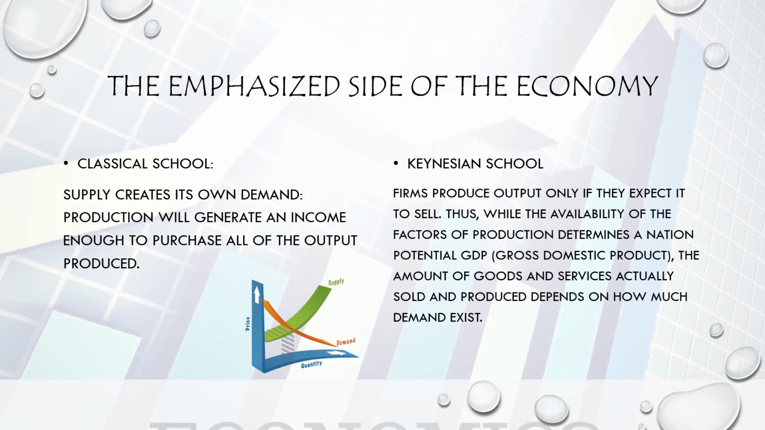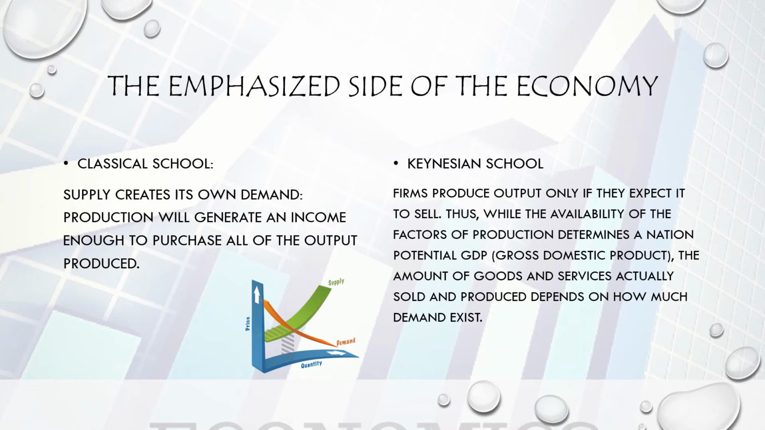The second difference between these two schools is the emphasized side of the economy, which basically means which side of the economy they study, whether it's the supply or the demand. Firstly, let's look at classical. The classical school believes supply creates its own demand. Production will generate an income enough to purchase all of the output produced. They rely on the wants of consumers to influence the fluctuation of price and hold the view that the market will adjust itself to any surpluses or shortages.